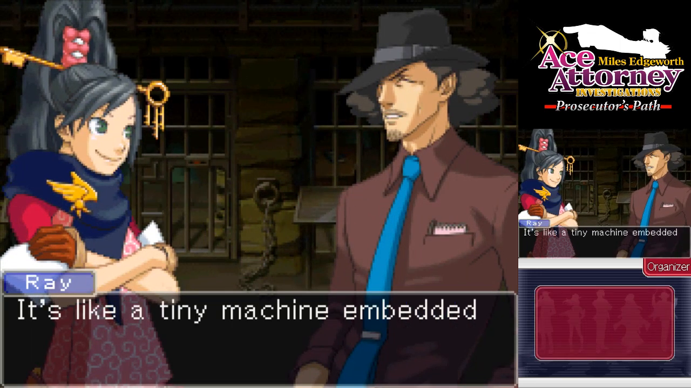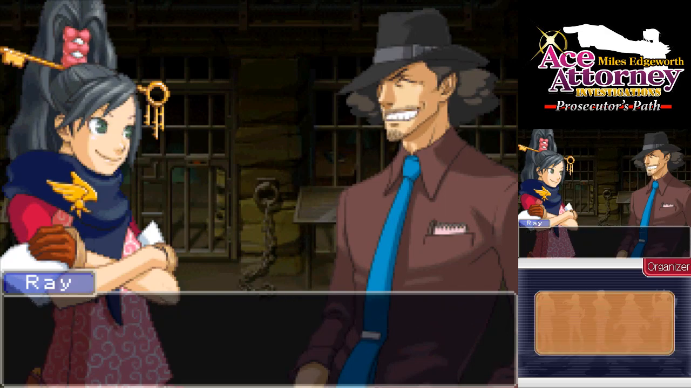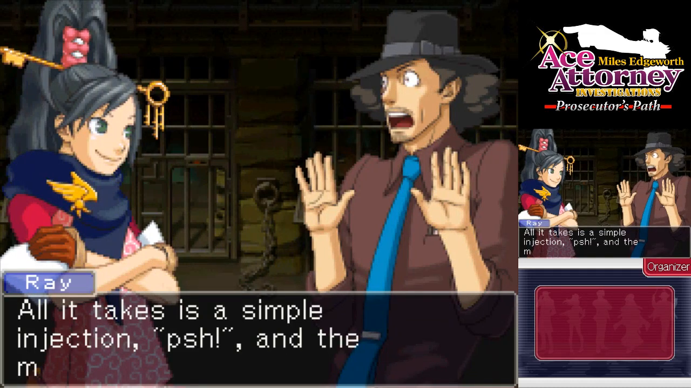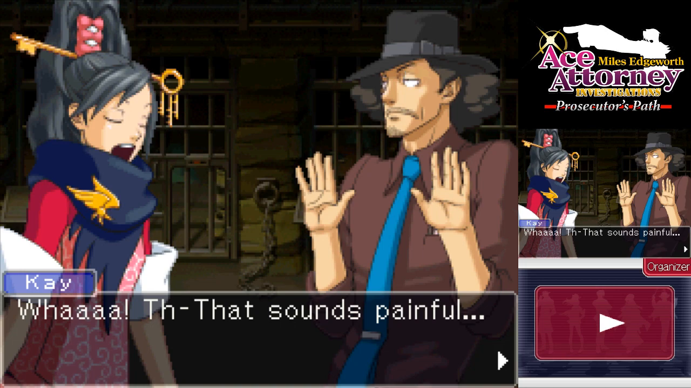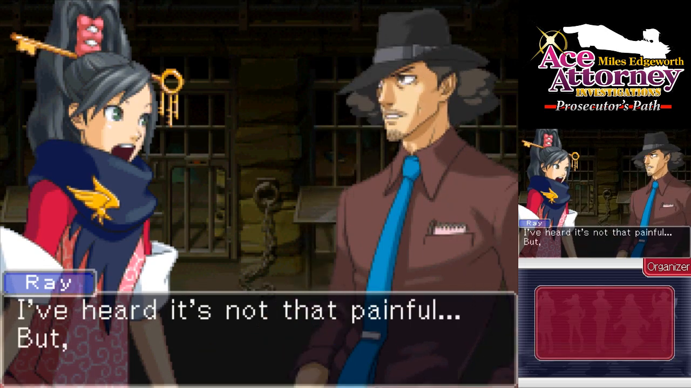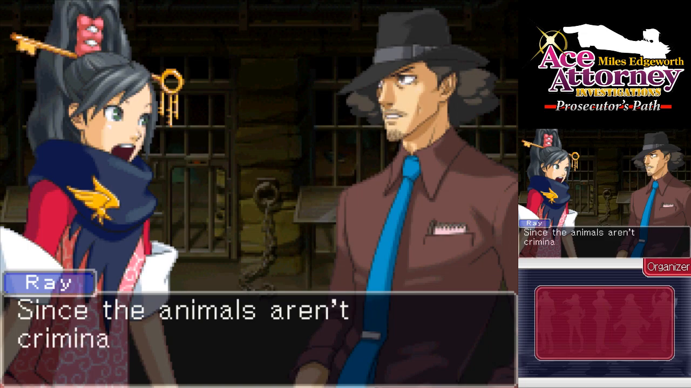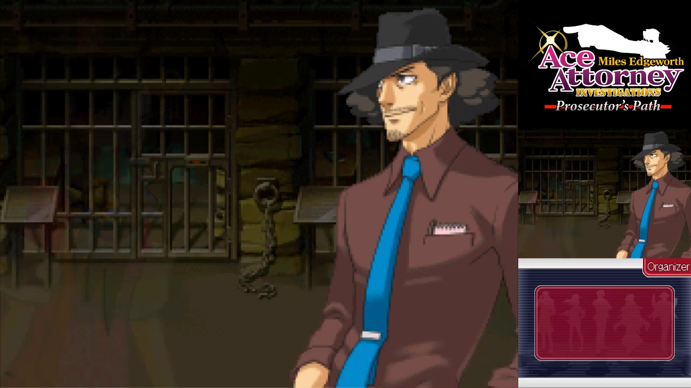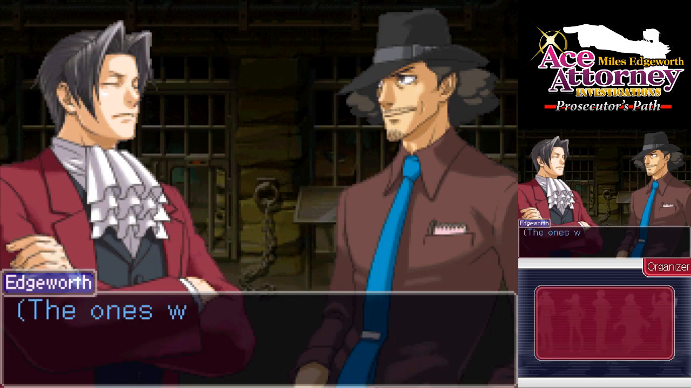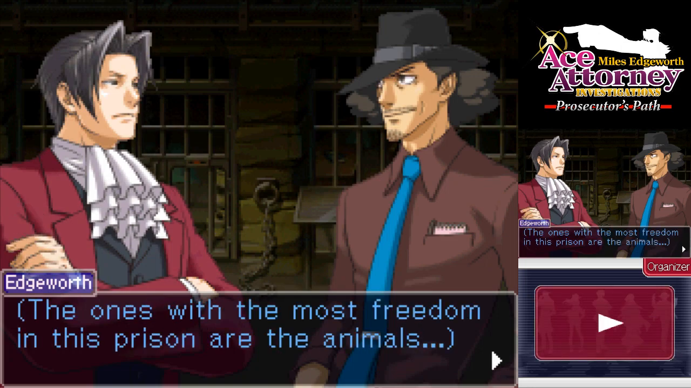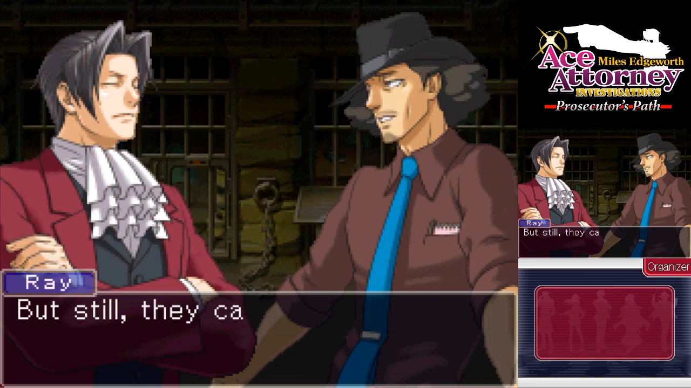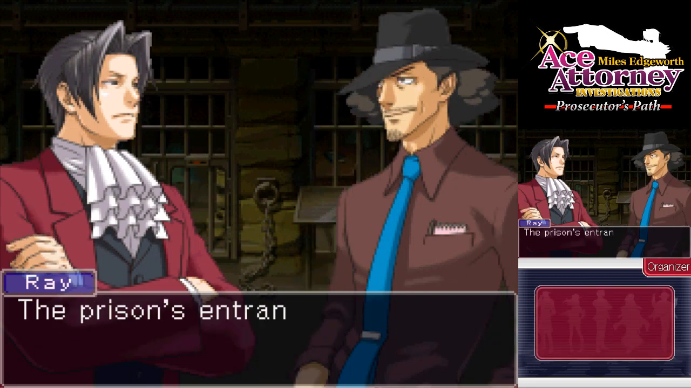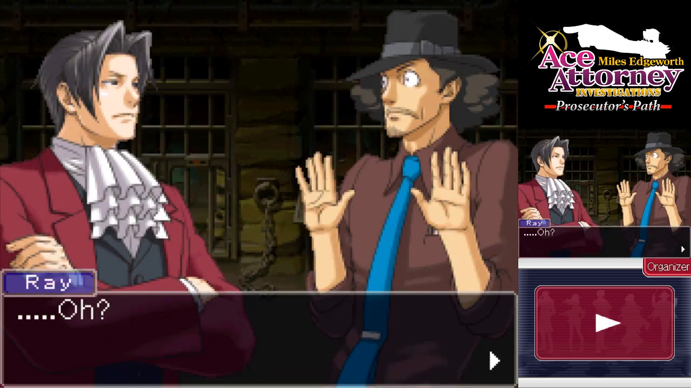Microchip? It's like a tiny machine embedded under the animal's skin. All it takes is a simple injection, and the microchip is inserted. What? That sounds painful. I've heard it's not that painful, but anyway, since the animals aren't criminals, they're allowed to move around freely. How ironic. The ones with the most freedom in this prison are the animals. Door sensor data updated in my organizer. But still, they can't go out of the prison. The prison's entrance does not have a sensor.